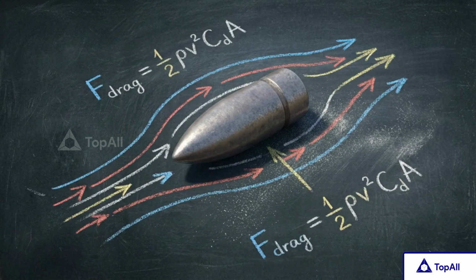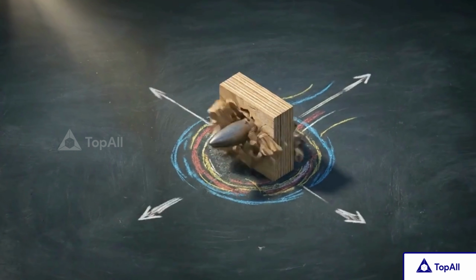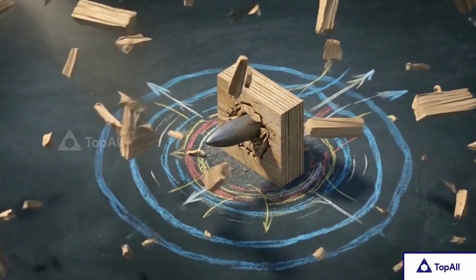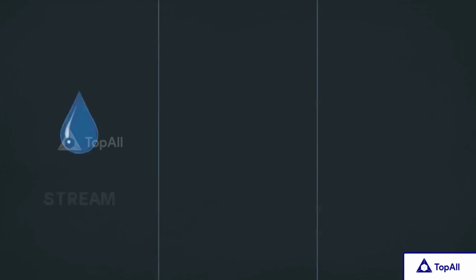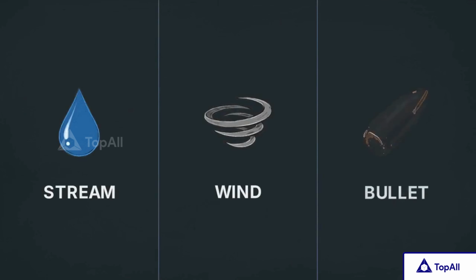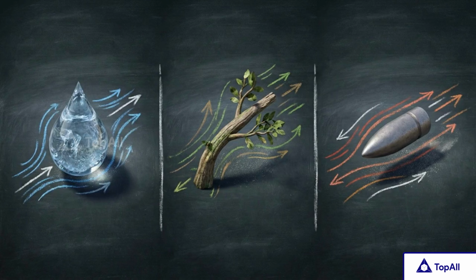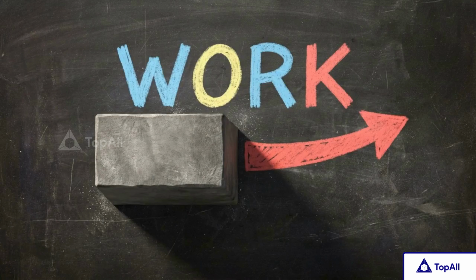This same logic applies to a modern ballistic collision. A small piece of lead fired from a barrel hits a solid surface, splintering it apart in a fraction of a second. The stream, the wind, and the bullet all share a single characteristic. Because they are in a state of continuous movement, they possess the ability to do work, the physical process of applying a force to move an object.